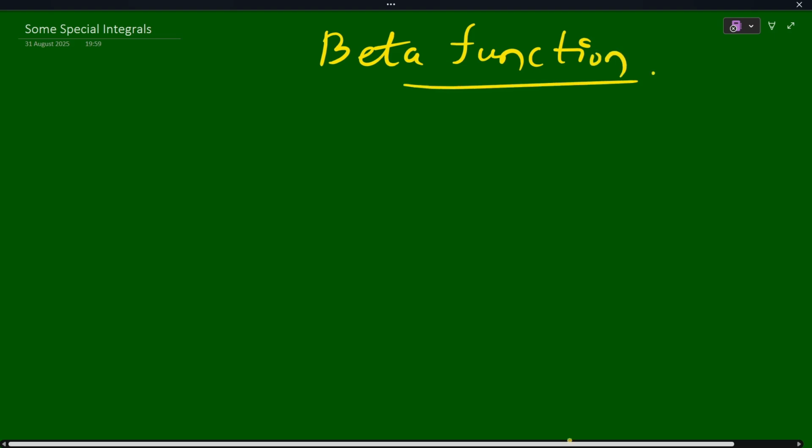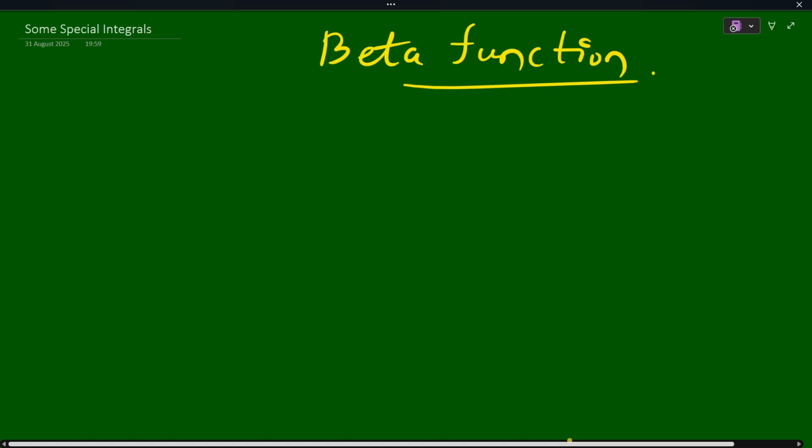In this video, we're going to learn how to find some special integrations using the beta function. So let's begin. So what is this beta function? First we will see that integral.